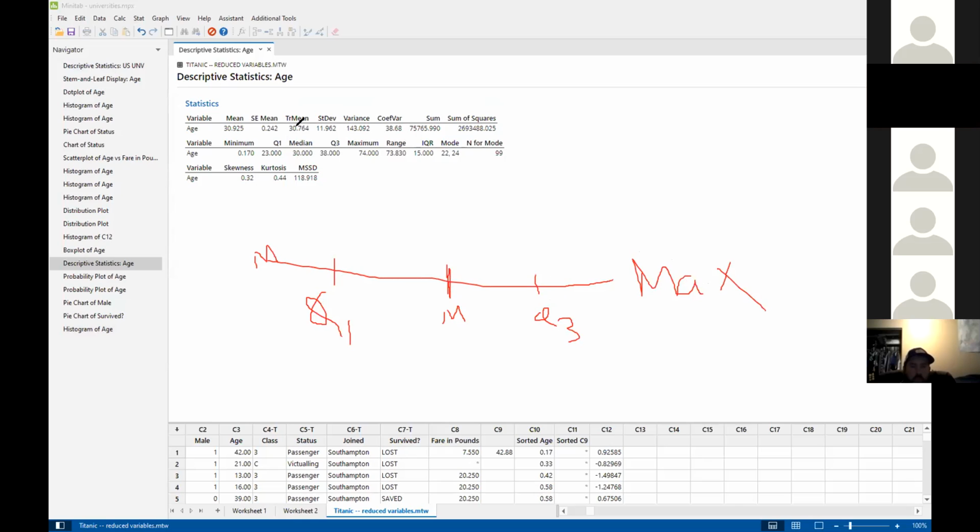Now you have all the numbers here. The minimum is 0.17. Sorry, please bear with my writing because I'm using a mouse. The highest is 74. What is the median? 30 is the median. Q1 is 23. Q3 is 38. You have all the numbers in front of you. Whatever question has been asked about range, in the last few questions, you have to think about what am I asking, and you have to give the answer.